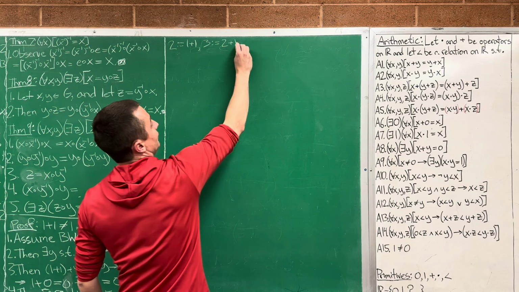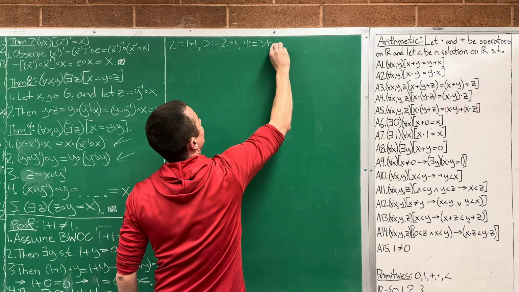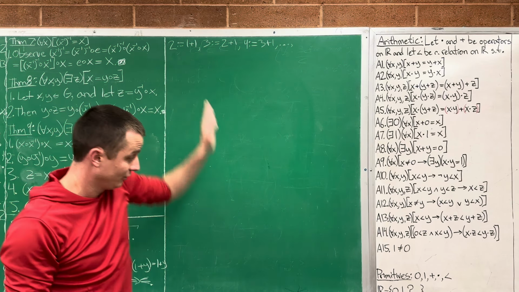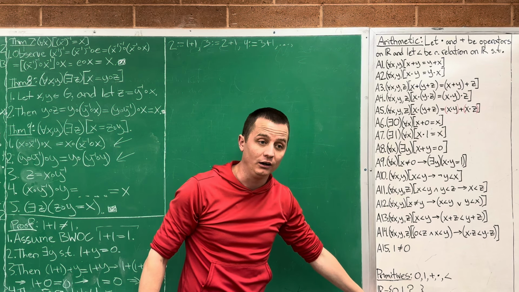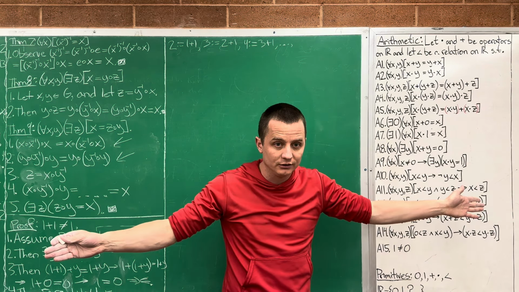So we would get 3 then. We define that to be 2 plus 1. 4 we define to be 3 plus 1. And we go on our merry way. And so now we've defined, at least, what do we know is in R now so far? We know 0, 1, 2, 3, 4, 5. We have all the natural numbers so far in R.